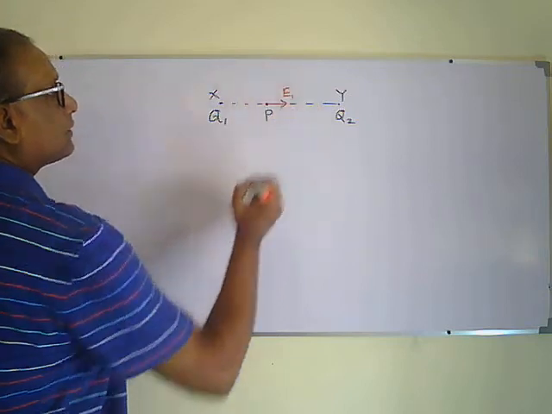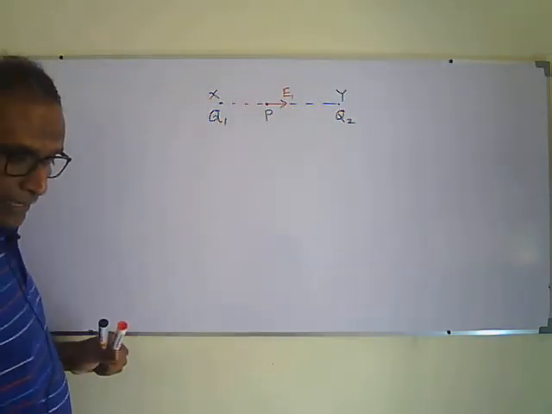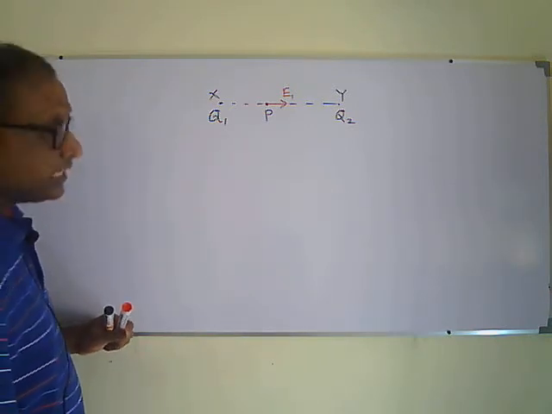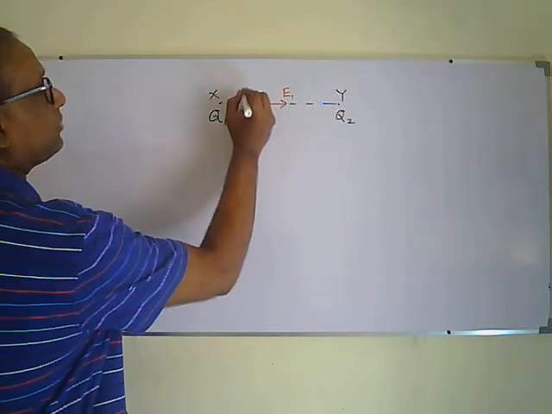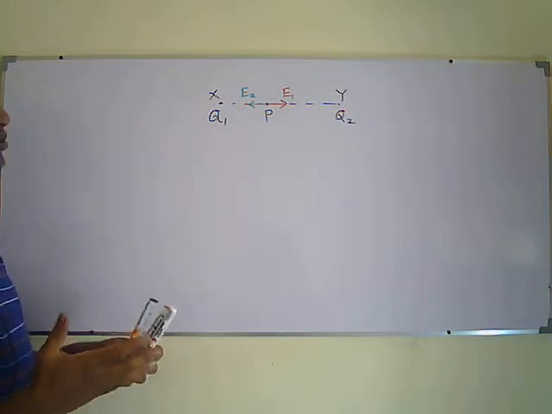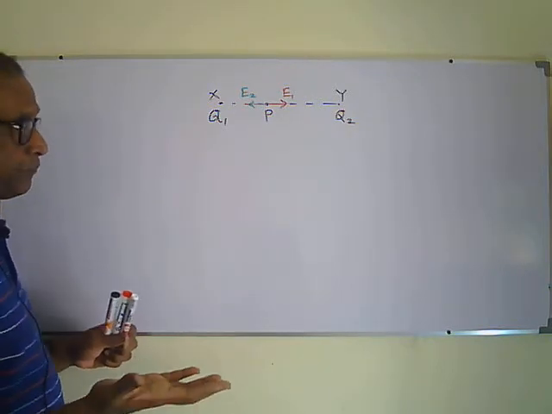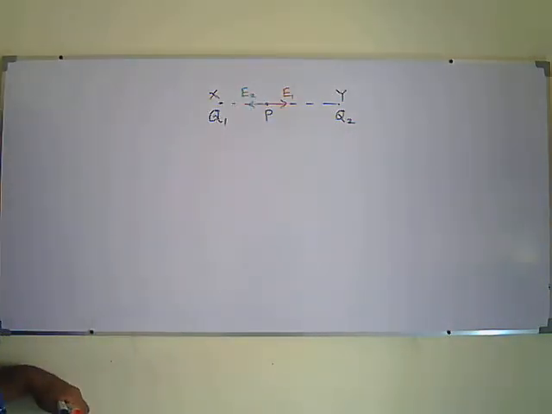Let it be E1. Same way, when you keep a positive test charge at point P, the direction of the electric field strength due to Q2 will be towards left. Let it be E2. If E1 equals E2, if the magnitudes of E1 and E2 are the same, they will cancel each other because they are in opposite directions. So the resultant electric field strength at point P will be equal to 0. So P will be a null point or neutral point.